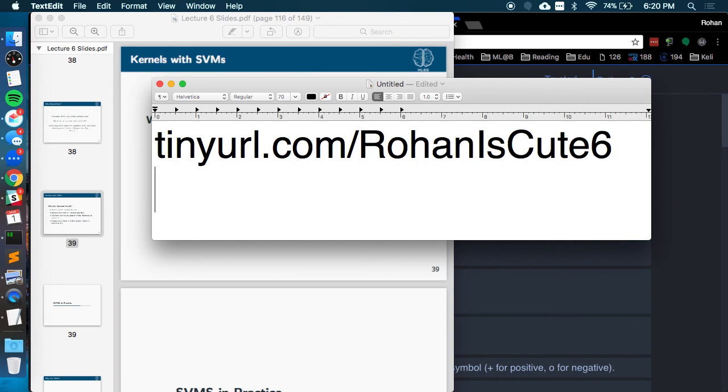Oh yeah, if everyone can pull from GitHub as well, there's a demo notebook there. We're gonna go through that.